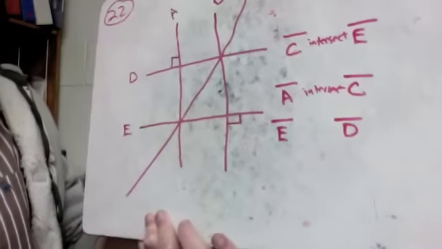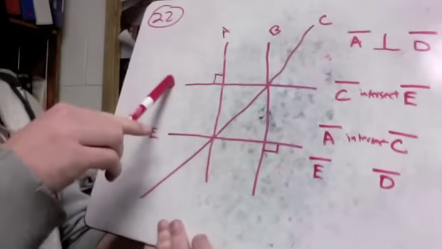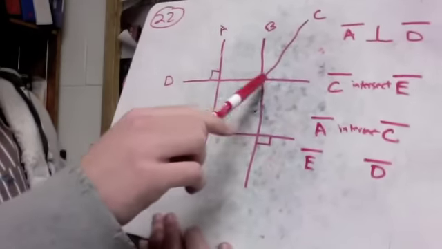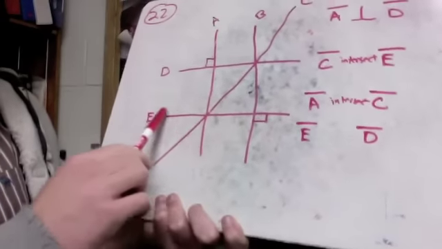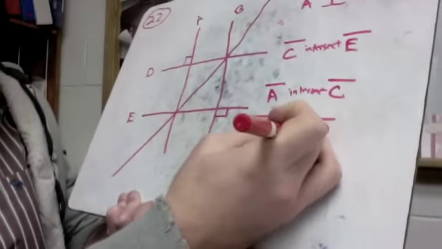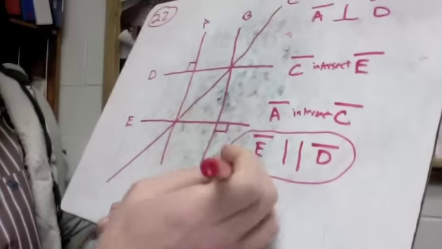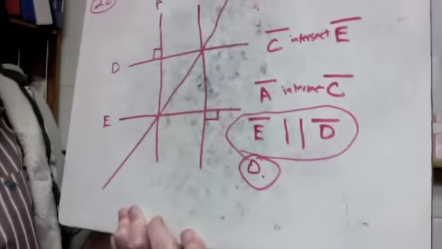So that one leaves us one choice. Hopefully that's the one that's parallel, E and D. Here's E, here's D. D is right here. E is right here. They are parallel. They're not going to touch. So I will put the symbol down for parallel right there. So our answer is going to be the very last one, which is going to be letter D if you're choosing.